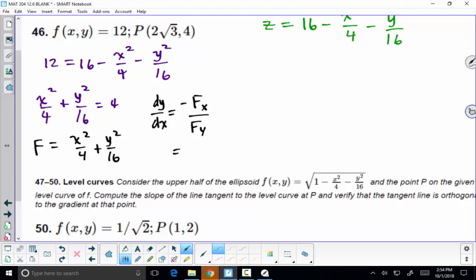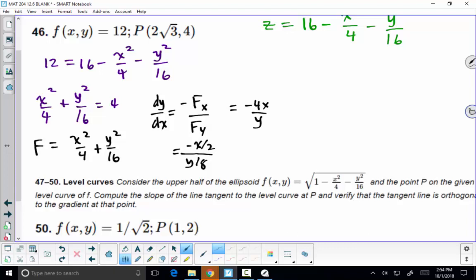When we look at it, f sub x is going to be 2x divided by 4, so that's x over 2. There's still a minus sign. F sub y is going to be y over 8. And so if we keep on trucking, the 8 goes up top, so is it minus 4x over y? Minus 4x over y.